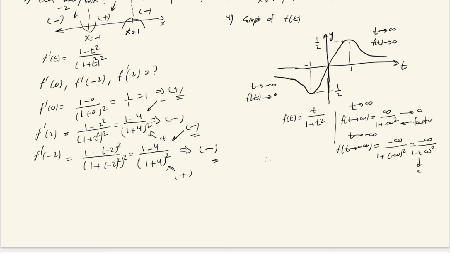So now we can see clearly that at t equal to 1, we will have a global maximum, and then at t equal to -1, we will have a global minimum.